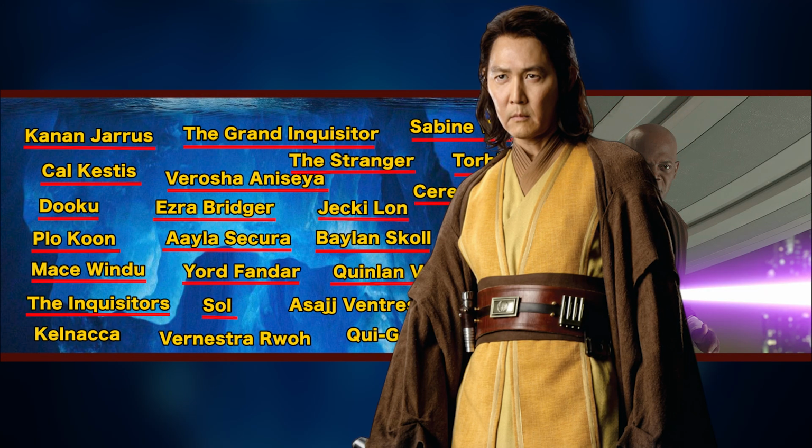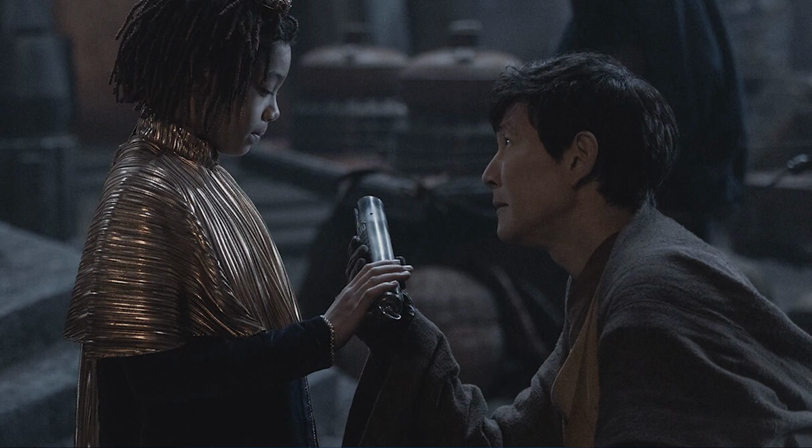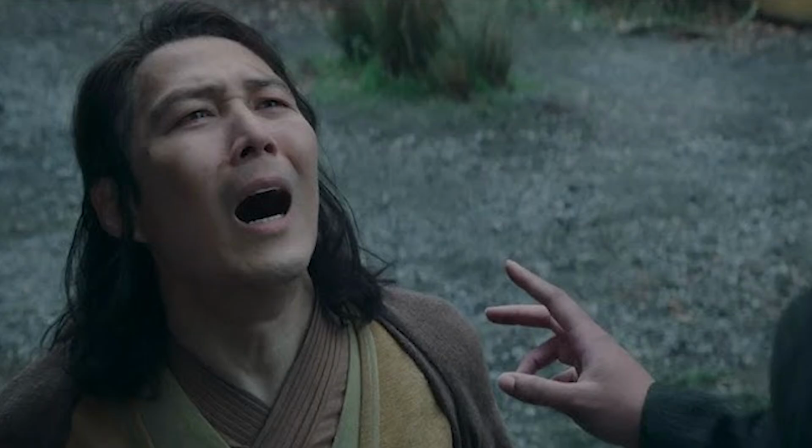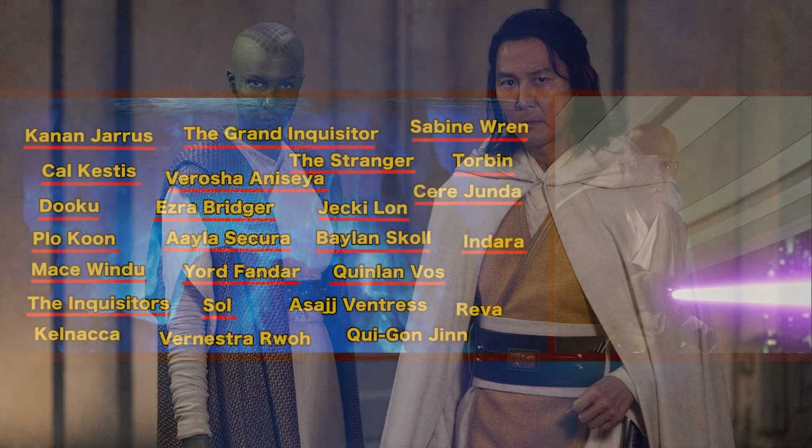Now we've got Sol. He was a Jedi who was the master of Jecki Lon. He had previously taken on Vernestra Rwoh's... Varosha Anasaia, lying to her about her past. This eventually cost him his life. He first appeared in The Acolyte.